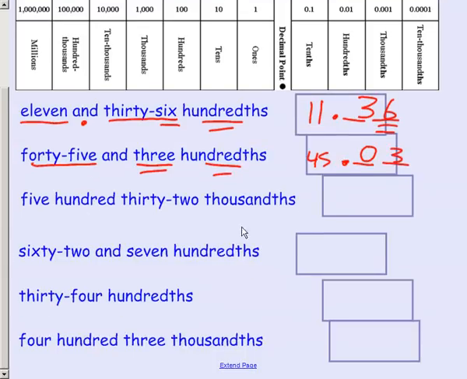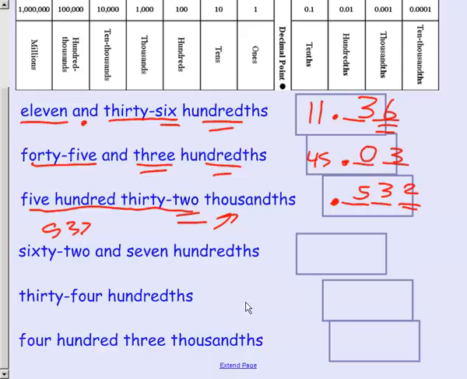532 thousandths. I noticed right away I don't see the word and. That means there is no whole number. So the decimal is going to be the very first thing. So 532, I'm going to put after the decimal. And the 2, though, needs to be in the thousandths place. So tenths, hundredths, thousandths. Let's write 532, but go backwards. So 2, 3, 5. Then I know it's in the right spot. Let's check it. 532 thousandths. That looks correct.